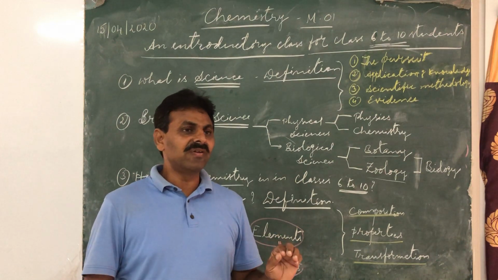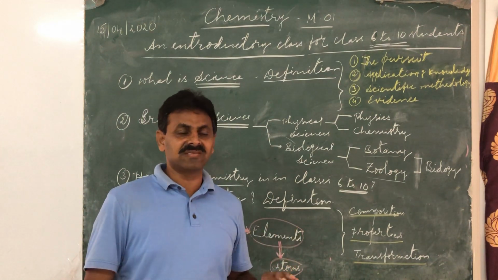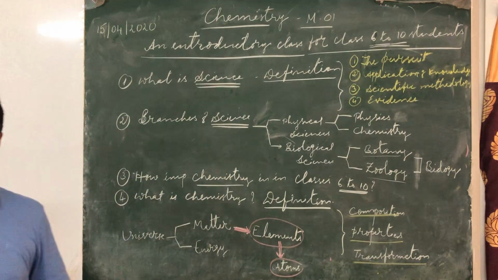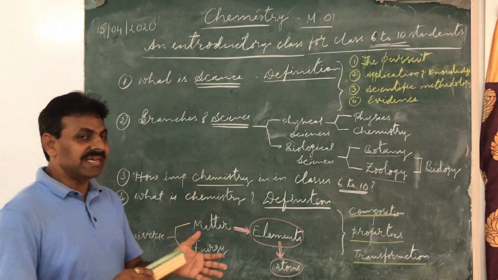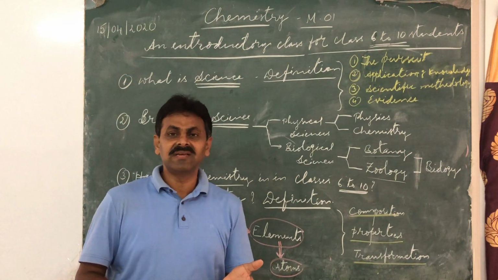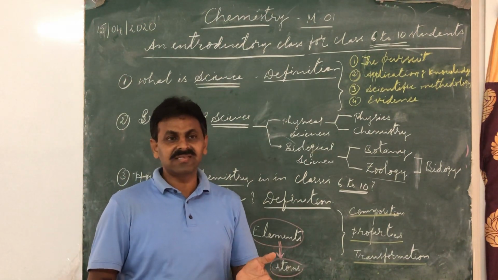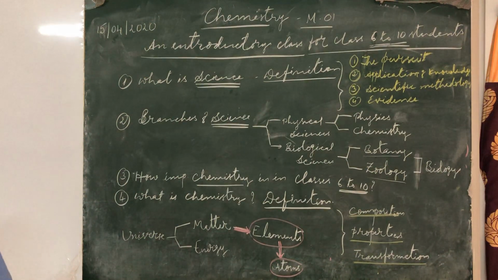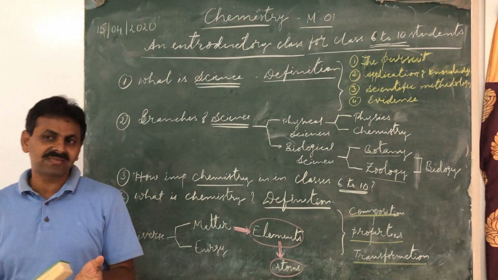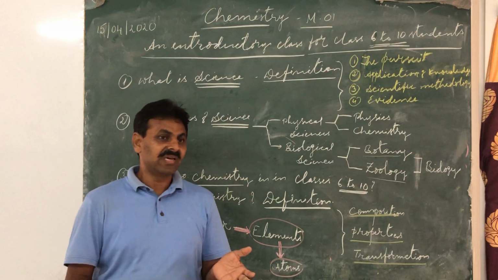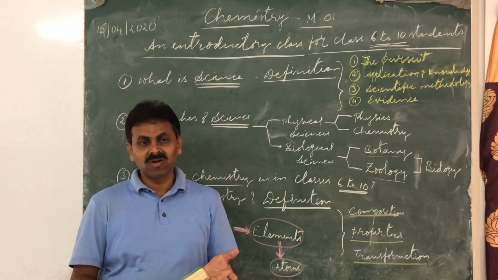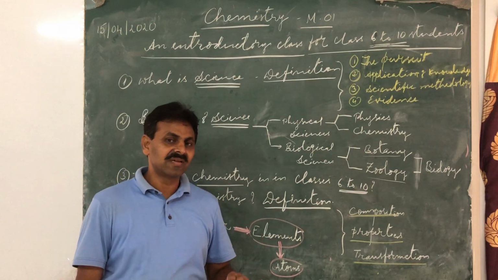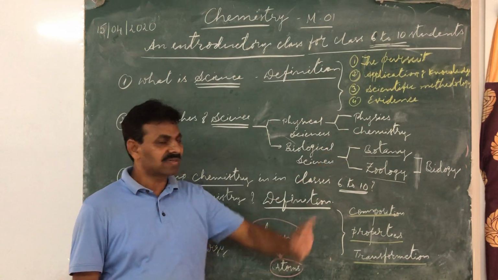If you are going for the commerce stream, that means you are taking CEC or MEC or HEC. CEC means civics, commerce, economics. MEC means mathematics, economics and commerce. HEC means history, economics, commerce. If you are going for such subjects, then you need not study physics and chemistry.